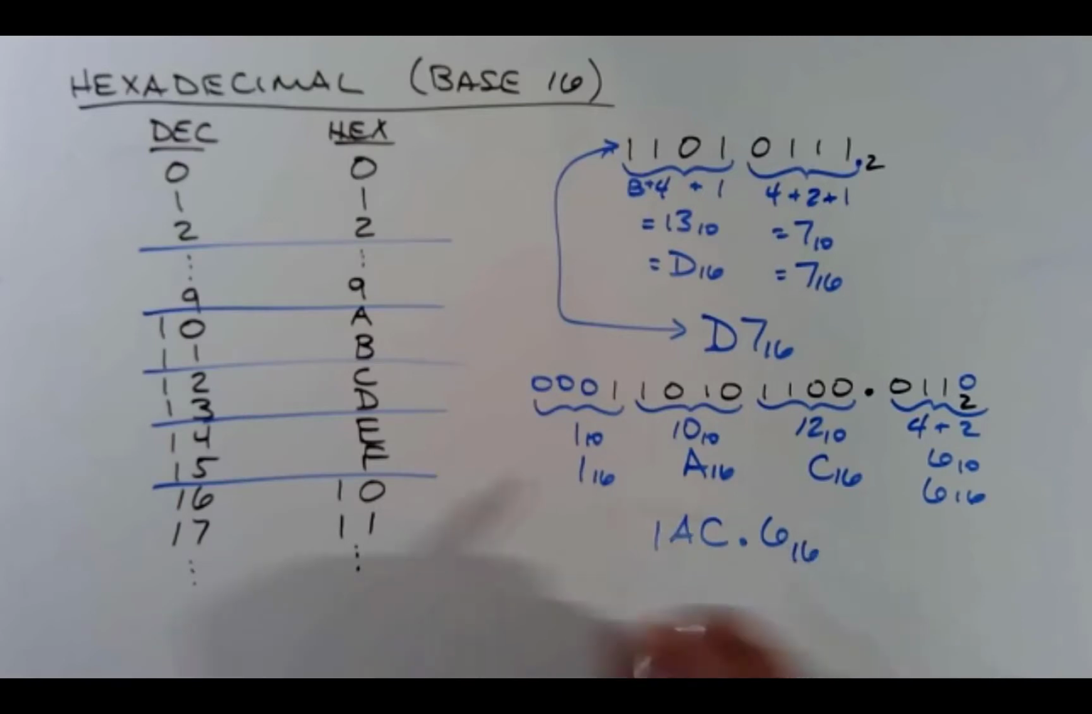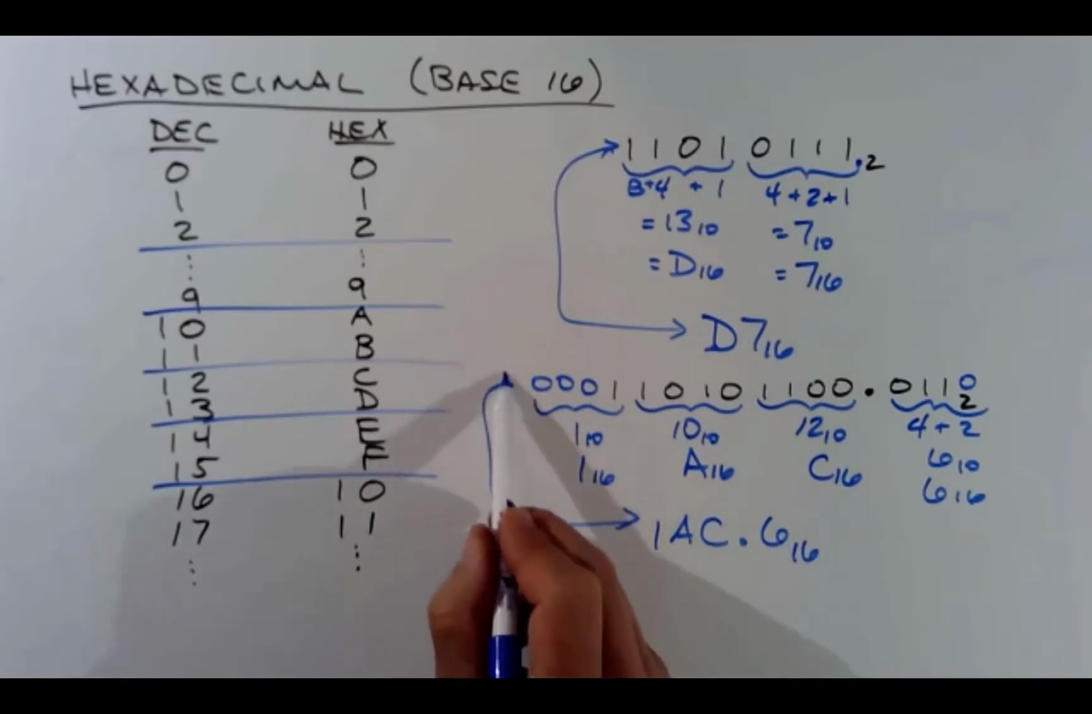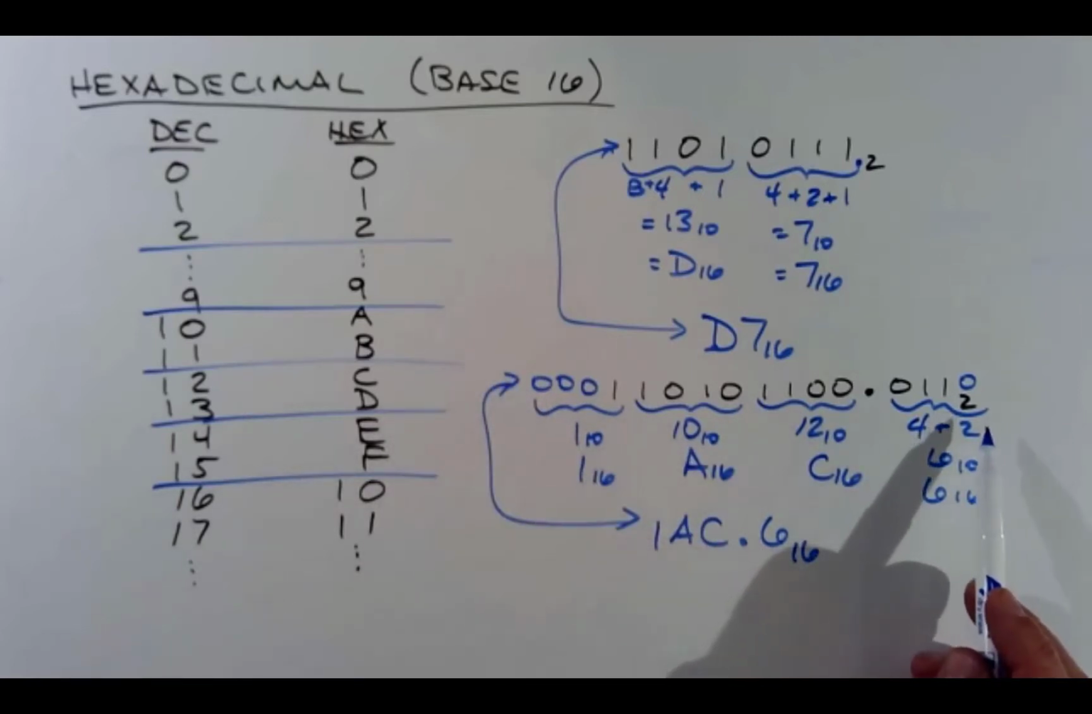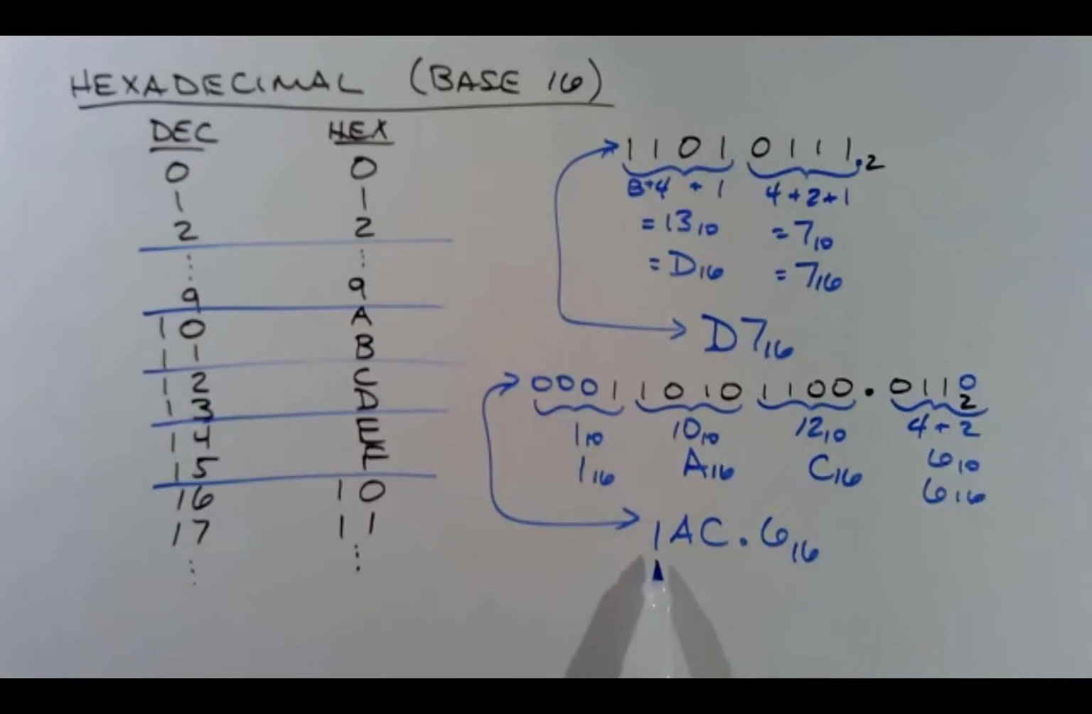So now I put all these numbers together, and I would call this number 1AC.6 base 16. So this binary value converted to hexadecimal is 1AC.6.